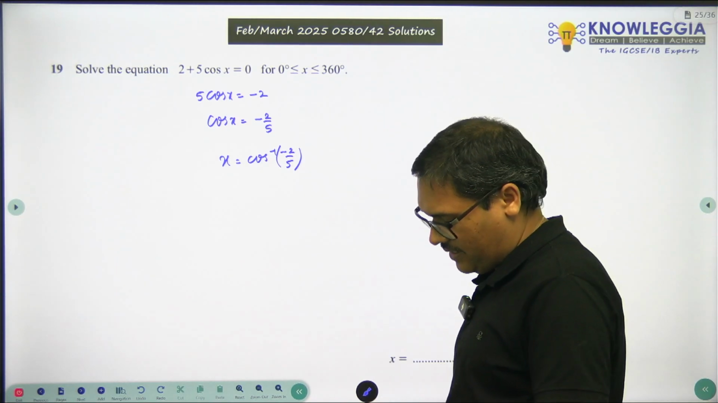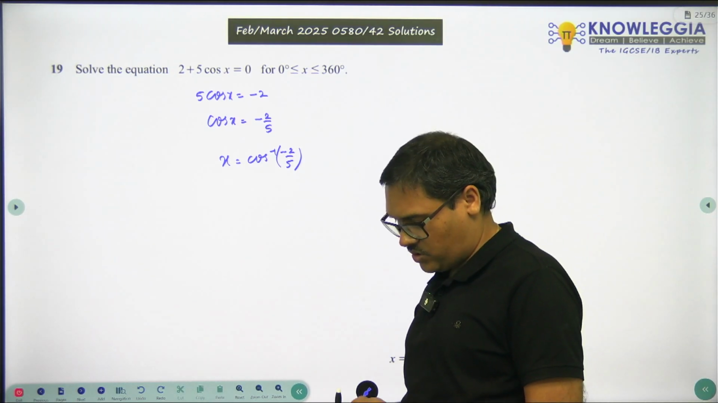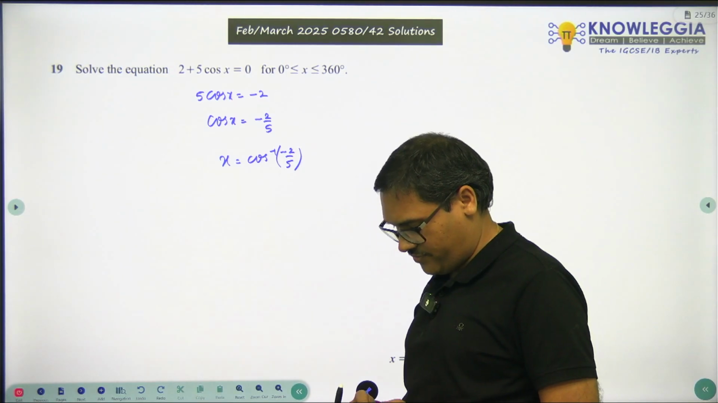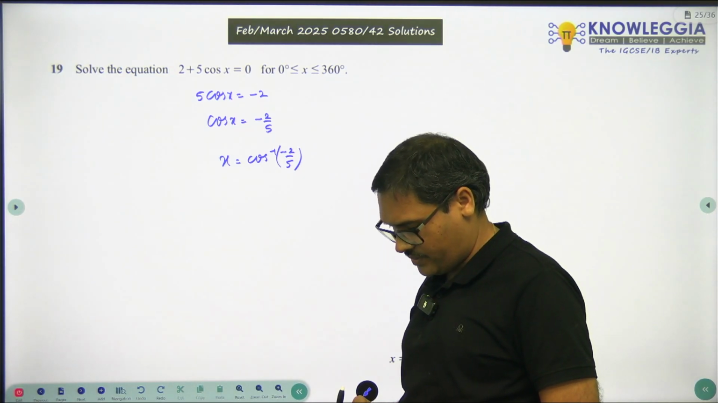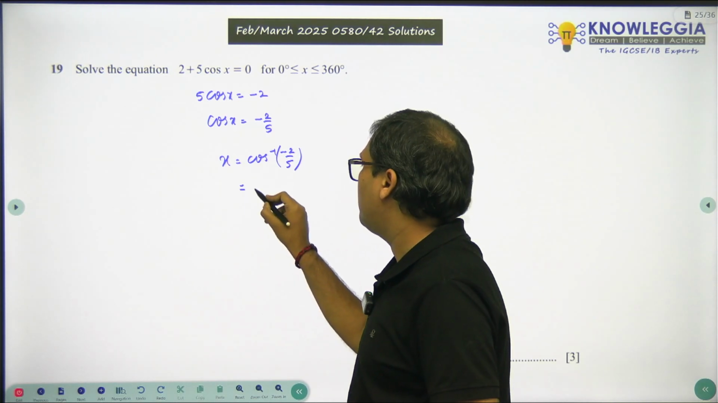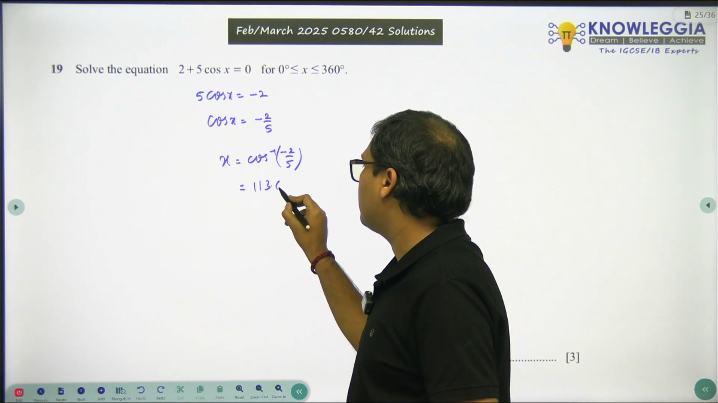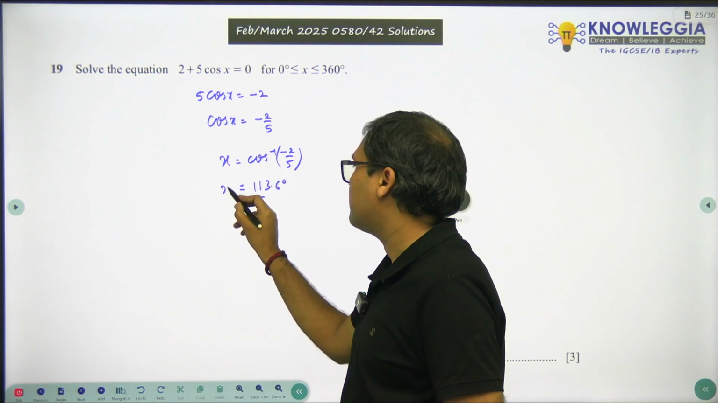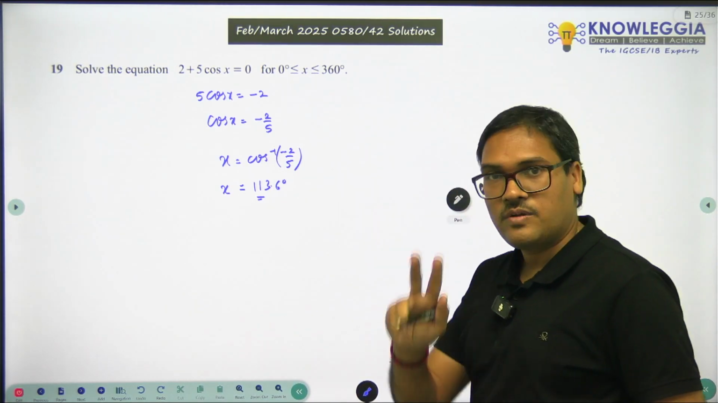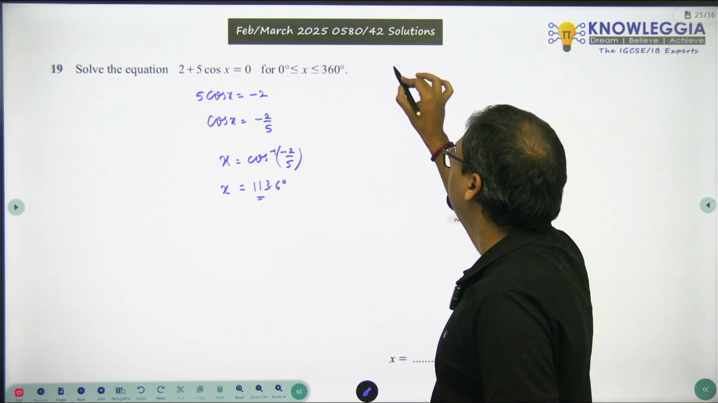You can just plug in the values. You can see this is cos inverse of minus 2 by 5. This is 113.6, 113.6 to 1 decimal. That is x. But always remember this, we have to write the answer between 0 and 360 degrees. So there will be two possible answers. Why are there two possible answers?